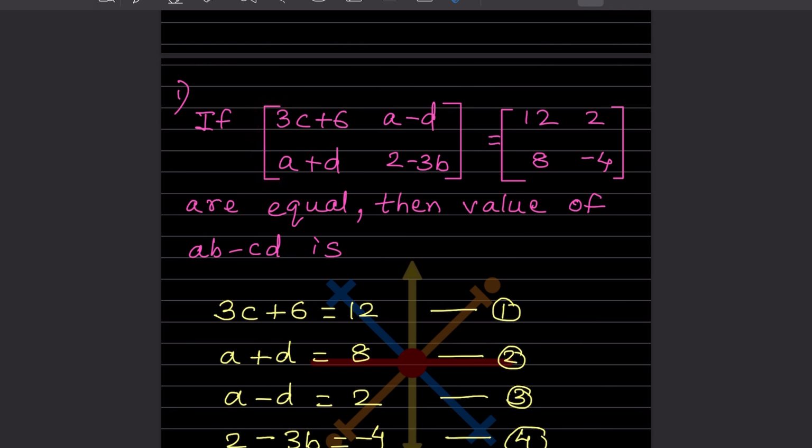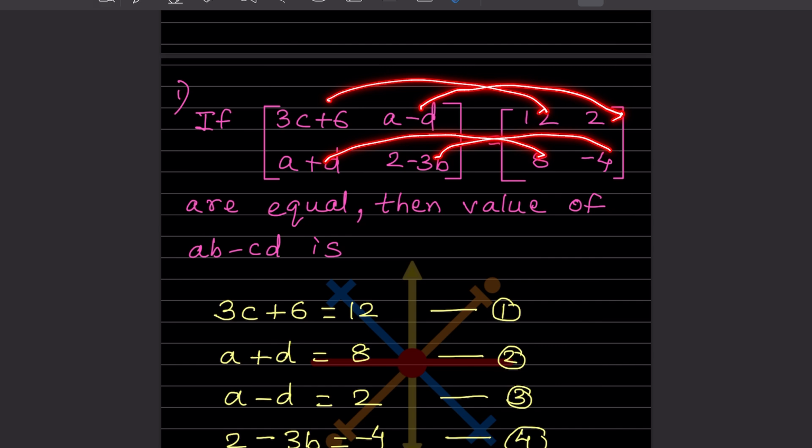So this says that if 3c plus 6, this is given, and then you have to find the value of AB minus CD. So the first thing I'm going to do is compare this one first. This is equal to this, and this is equal to this.